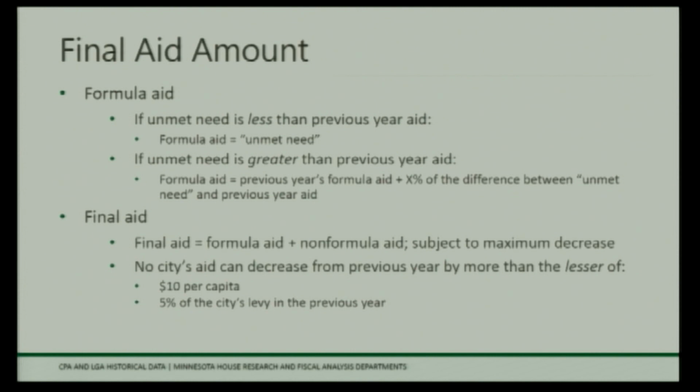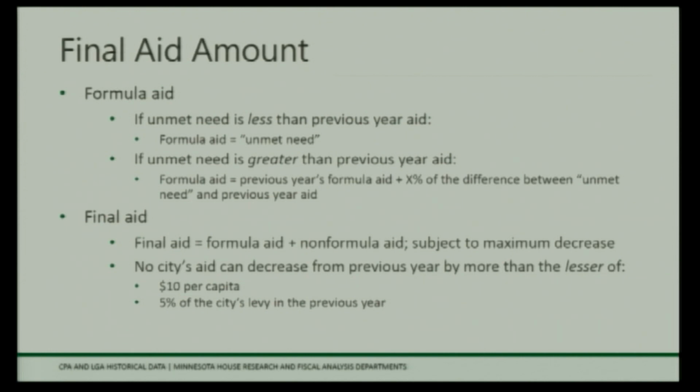Conversely, if a city's unmet need is greater than the aid it received in the previous year, then that city's LGA will increase. However, there's not enough money within the appropriation to cover all of each city's unmet need as determined by the formula. So when a city's unmet need does increase, there's not enough money to bring them fully up to that unmet need amount, which is why the second sub-bullet under formula aid shows that the increase is a certain percentage of the gap between a city's unmet need and the aid that it received in the previous year.